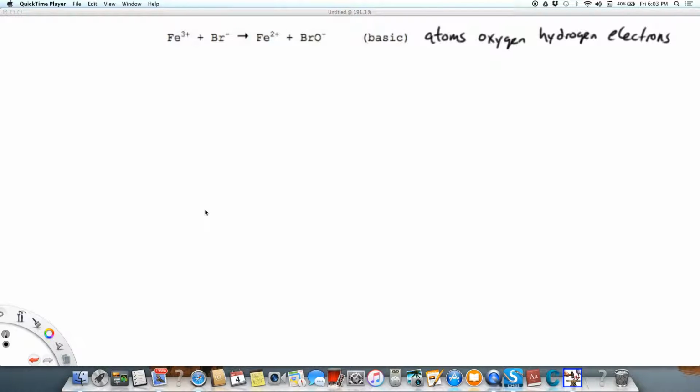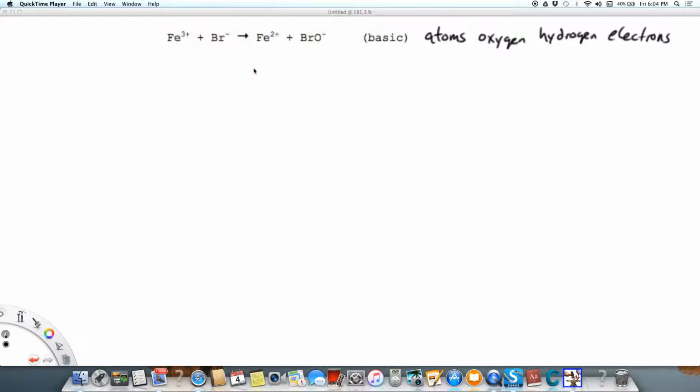Let's balance the oxidation-reduction reaction where iron 3 becomes iron 2 and at the same time bromide becomes hypobromite in basic solution. Hopefully at some point you'll be able to look at this reaction and see just by looking at it there's two half reactions. One is oxidation and the other is reduction.